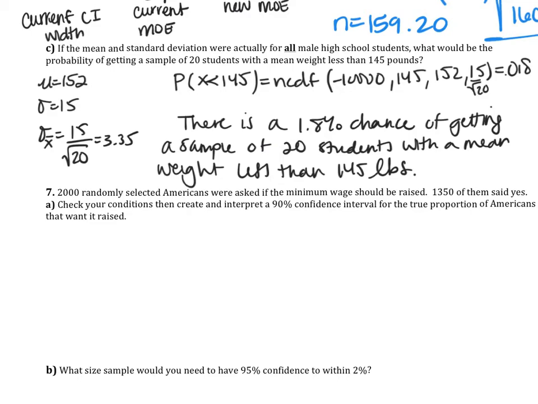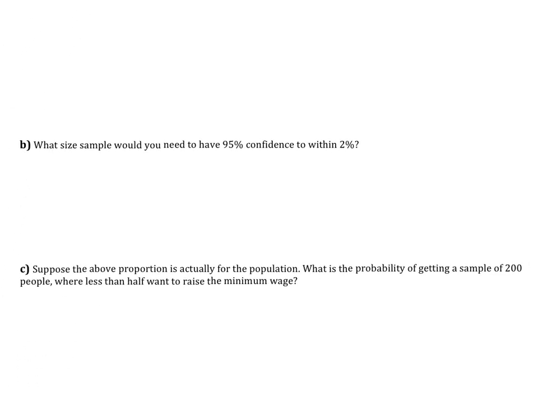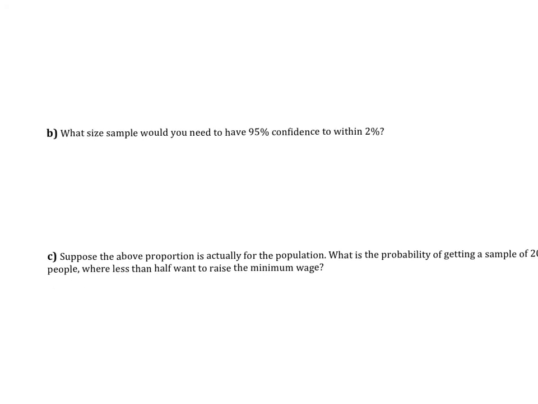Okay, here we go. 2,000 randomly selected Americans were asked if the minimum wage should be raised. This is categorical because your answer to this question is yes or no. It's not a numeric response. So 1,350 of them said yes. Check your conditions, then create and interpret a 90% confidence interval for the true proportion of Americans that want it raised. All right, so let's check this out. I've got to find my proportion here, and my proportion is 1,350 over 2,000, which is 0.675.